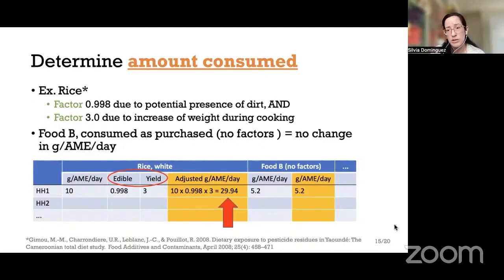And next to it, I have another food, this food B, where there are no conversion factors needed. So just to showcase the fact that not all foods will need all of these conversions, but when they do, we need to be careful with, for example, in this case, we took the factors from scientific literature. Rice is a very common food, but you may have local or very regional food items that have not been studied formally, so you may need to do these calculations experimentally.